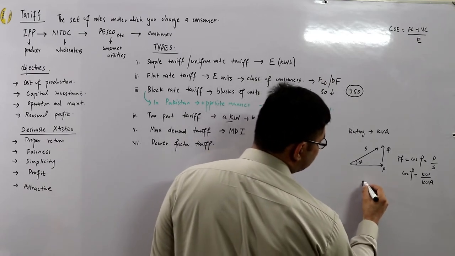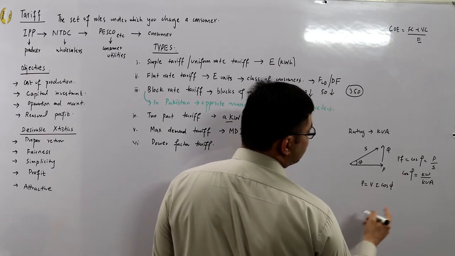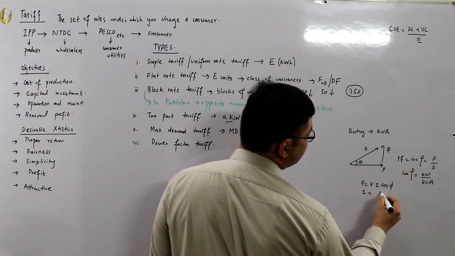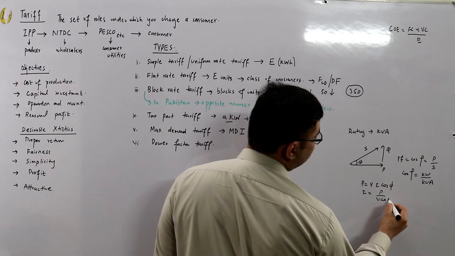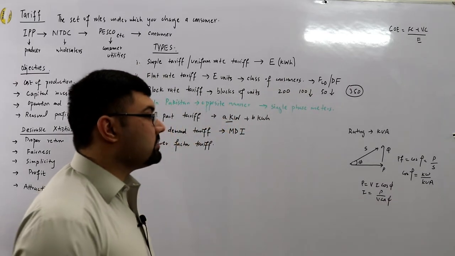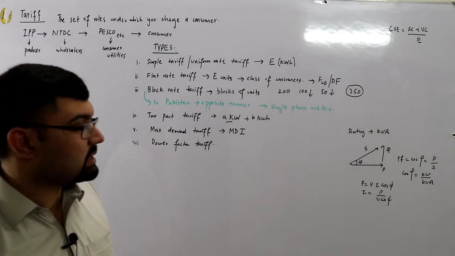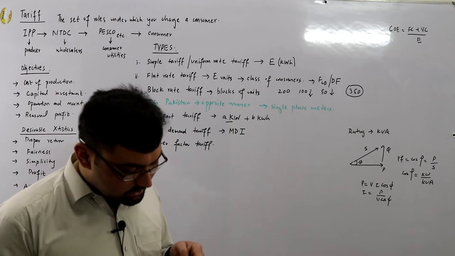Similarly, you've got a relation that P is equal to VI cos of phi, right? Now if I write I is equal to P divided by V cos of phi, it means if my power factor is less, my equipment would draw more current. And more current means what? More losses, I squared R losses, yes? Now let's see what it has.